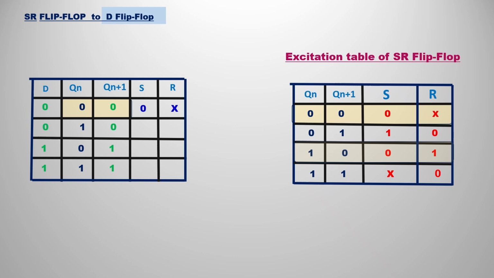If you consider the same procedure, for Q and Qn, we already know the simple situation: in a D flip-flop, D and Qn plus 1 are the same. We have already covered the D flip-flop in the previous videos, so please check it out. If you consider Qn and Qn plus 1 as 0 0, fill according to the excitation table. The first one is 0, don't care. Fill it directly there.